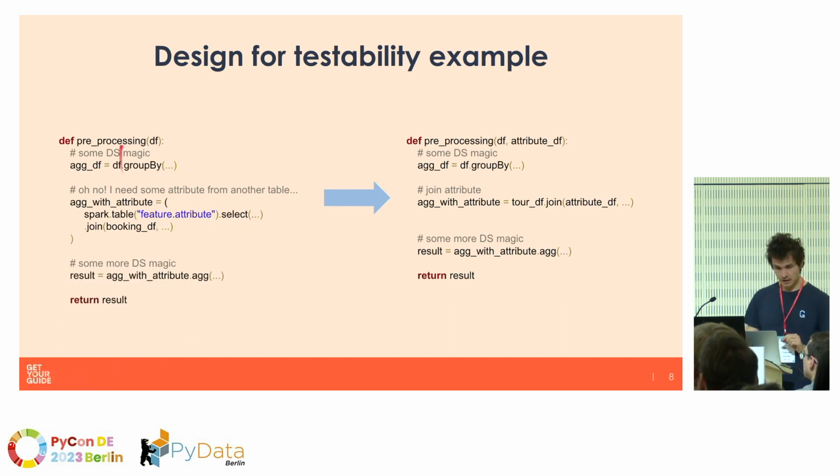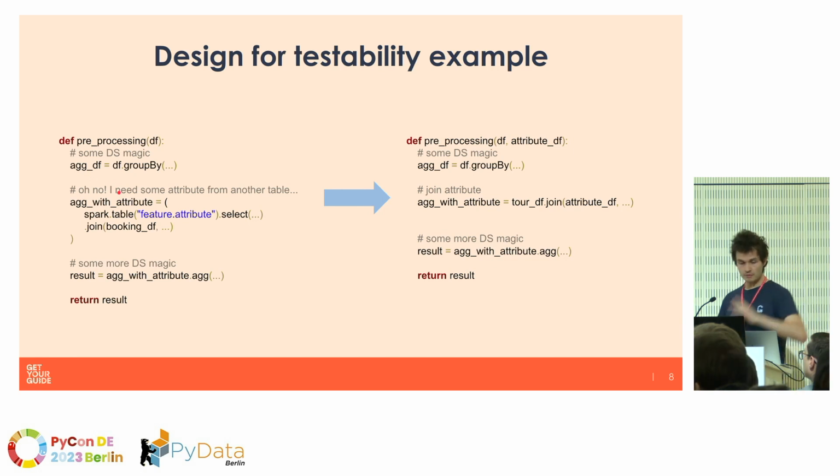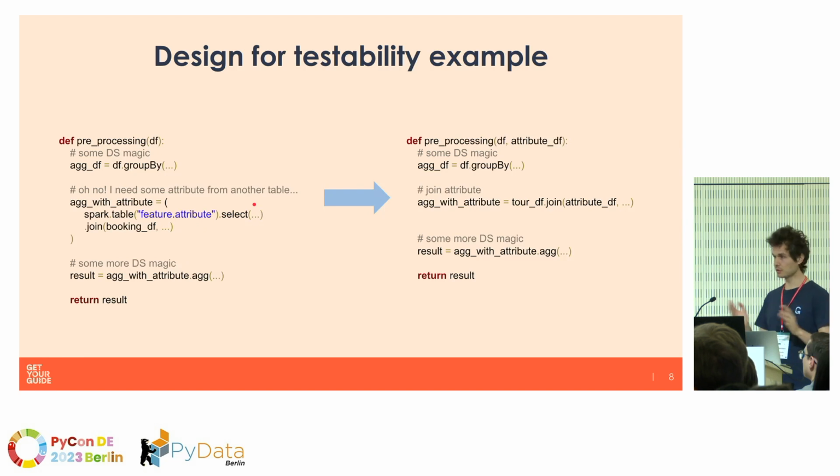So we have a pre-processing step that is doing some function, and then suddenly you need another table, so you just load this table, then you join, and then you continue your magic. Here, it's terrible to test.